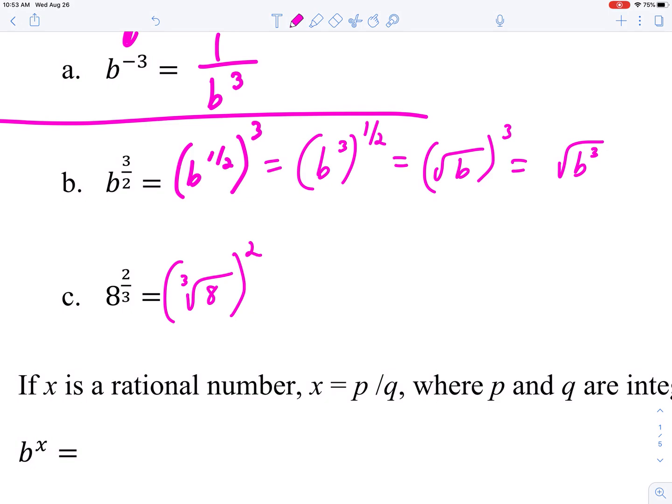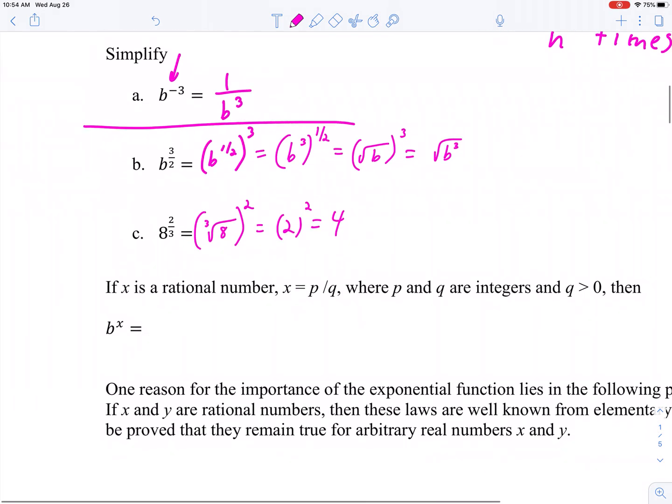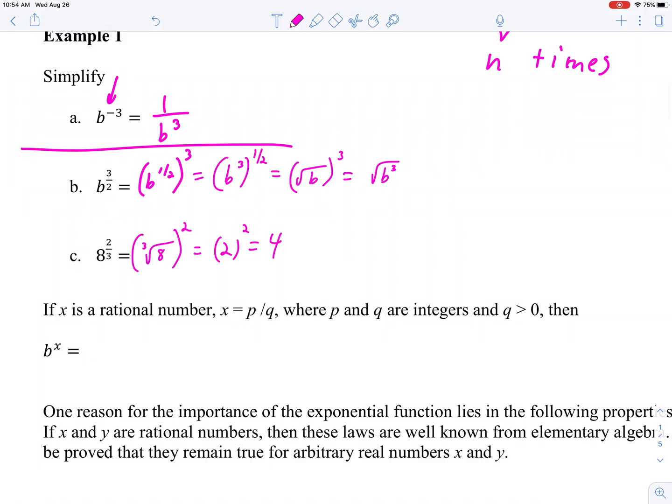Because 3rd root means what number times itself 3 times gives you 8, and that's 2. 3rd root of 8 is easy, so that's 2 to the 2nd power, which is 4. There we go. Just a quick review on exponents.